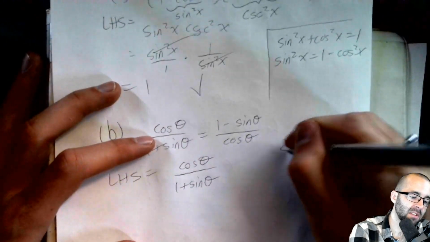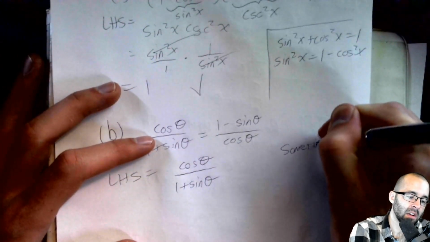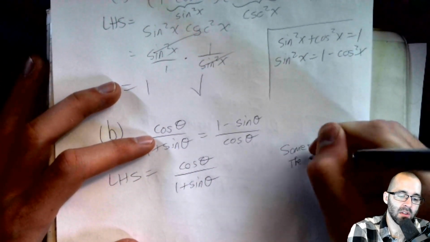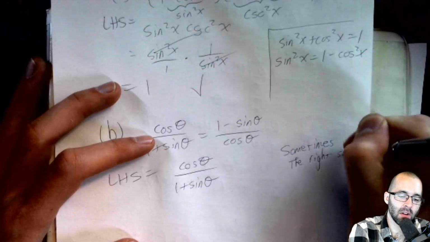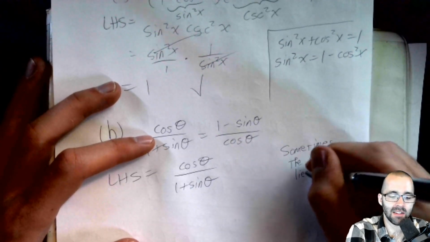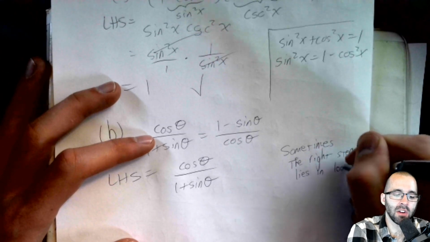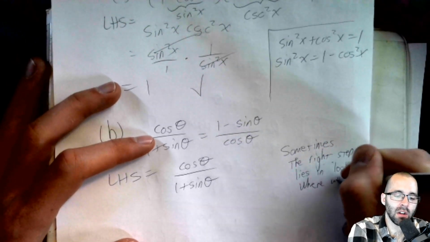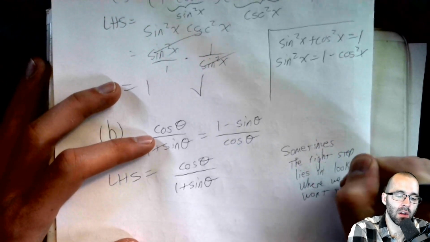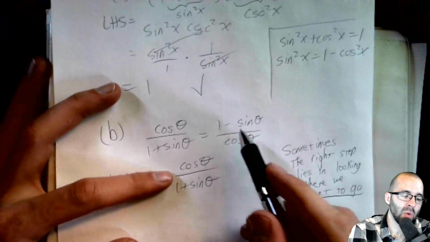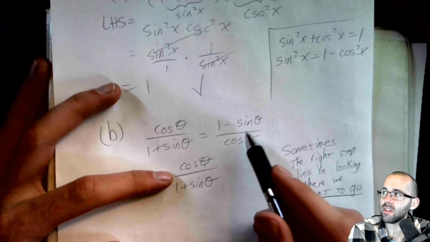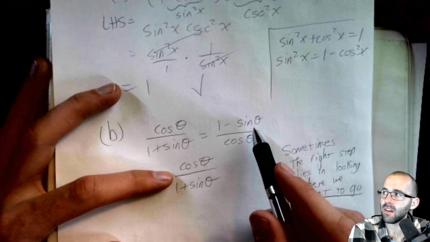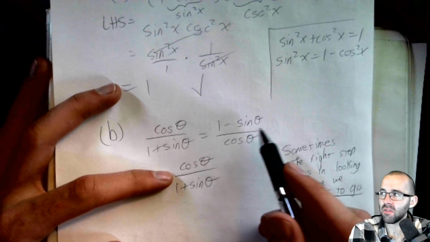So sometimes the right step lies in looking where we want to go. So here, we want to get over here. We want to get to the right-hand side. So there are a couple of ways of getting there.